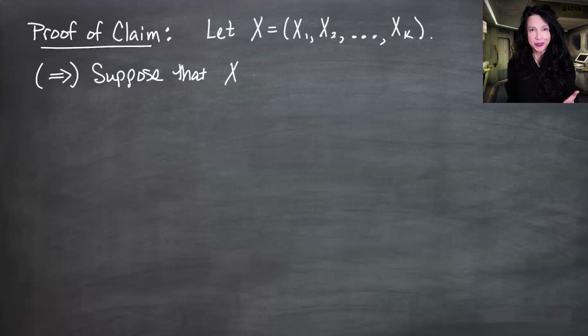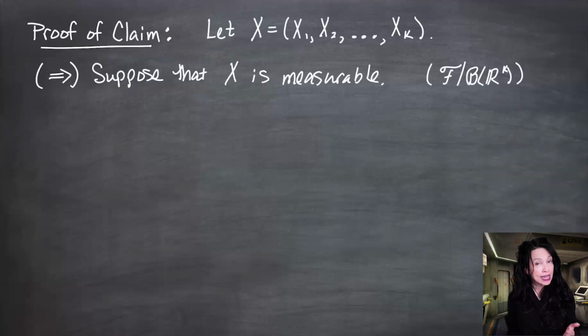Let's do the forward direction. Suppose that X, consisting of components X1 through Xk, is a measurable function, is a random variable.